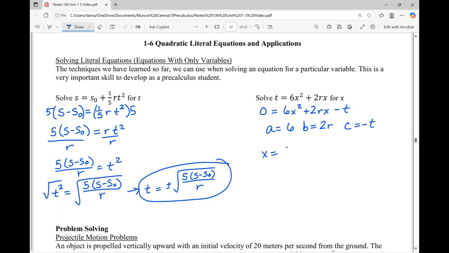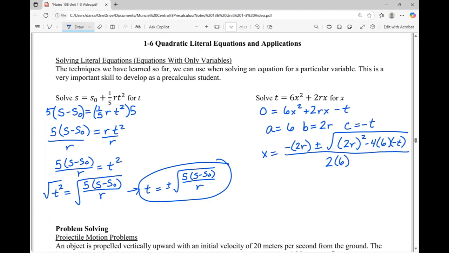So x equals negative, and remember the trick, if you're going to plug it into quadratic formula, put it in parentheses first. So x equals negative b plus or minus, and then a big square root. We need b squared, well, b is 2r, minus 4ac. Well, A is 6 and C is negative t. So this is looking a little weird, but we're going to trust the process. All over 2a.